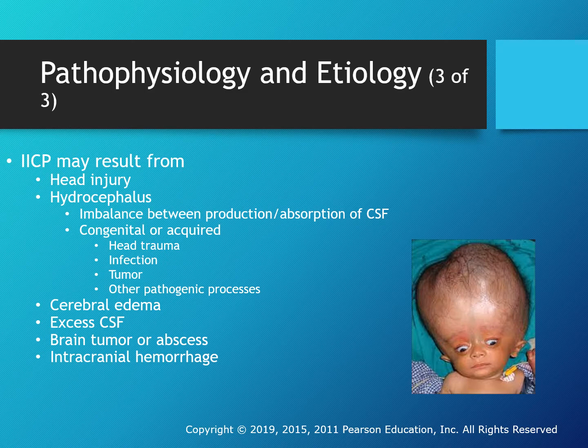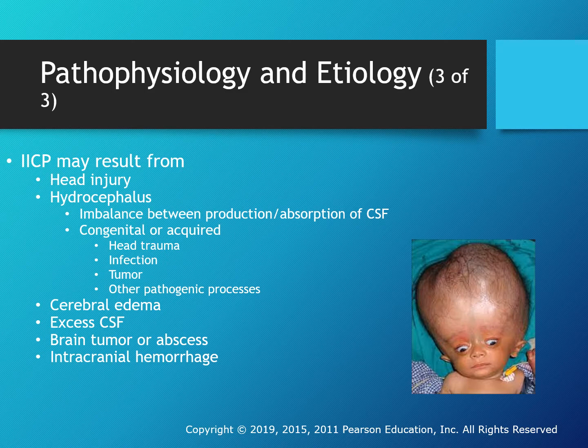What is the etiology? IICP may result from head injury, hydrocephalus, which the picture you see on the screen here is a child with hydrocephalus, cerebral edema, excess CSF, brain tumors, abscesses, or intracranial hemorrhage, such as from a stroke. Hydrocephalus results from an imbalance between production and absorption of CSF, which causes too much CSF to accumulate in the brain and the ventricles, and the ventricles will widen.